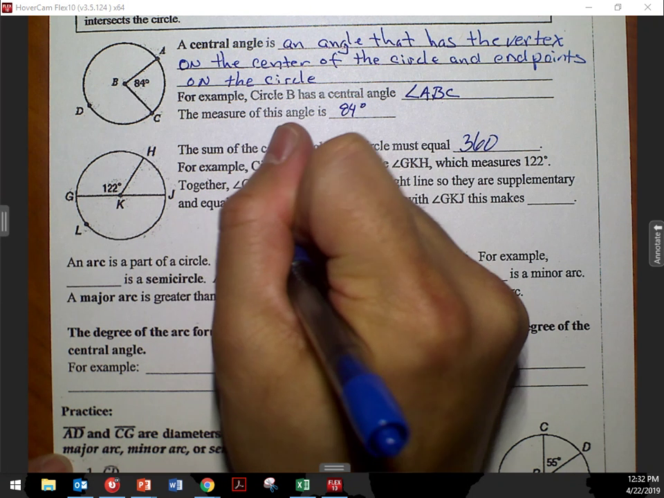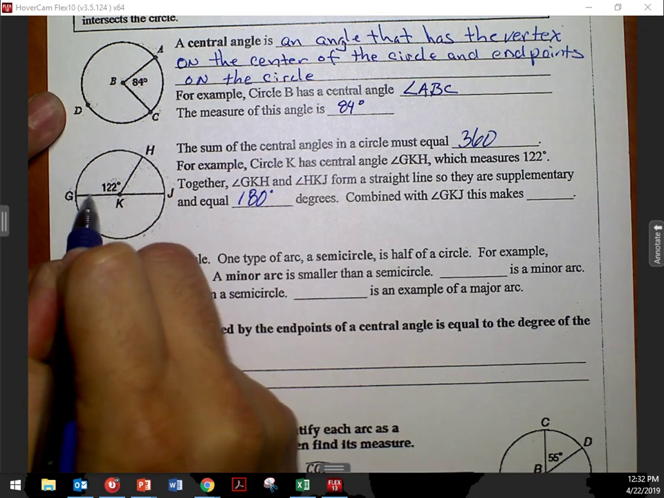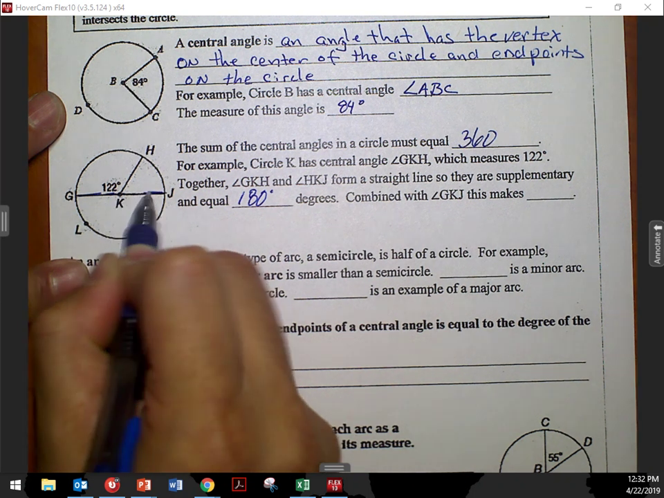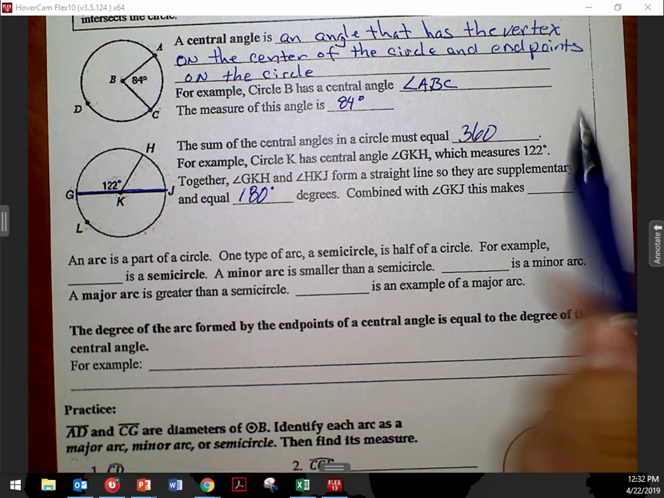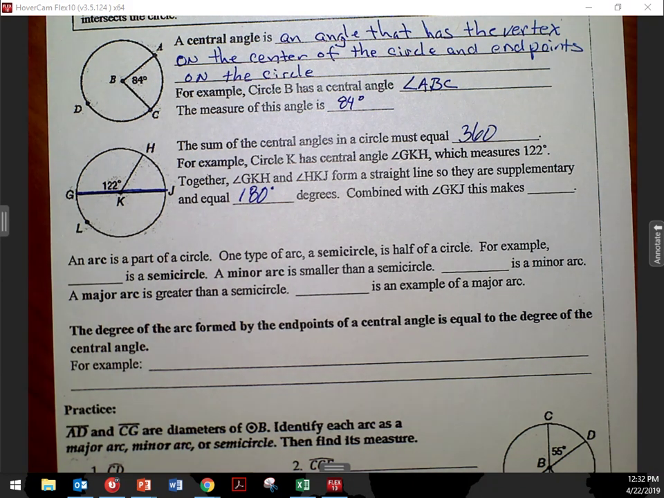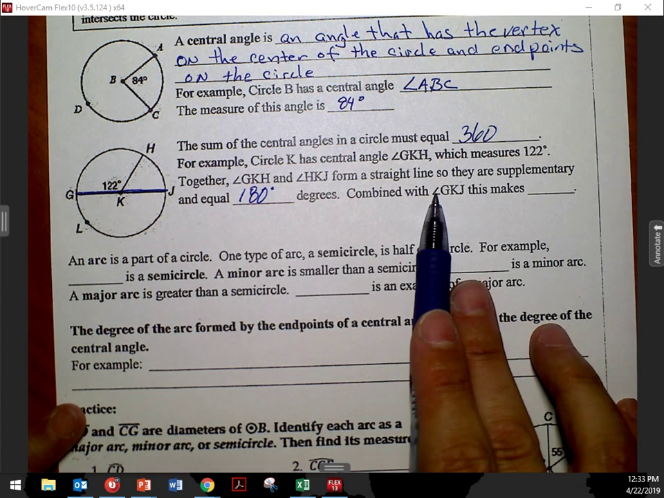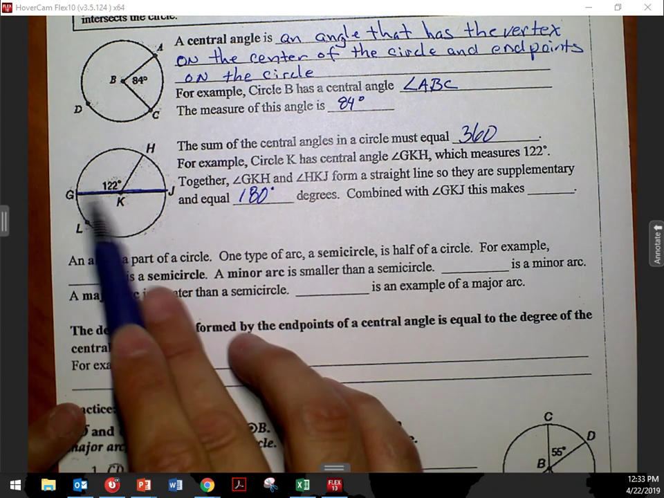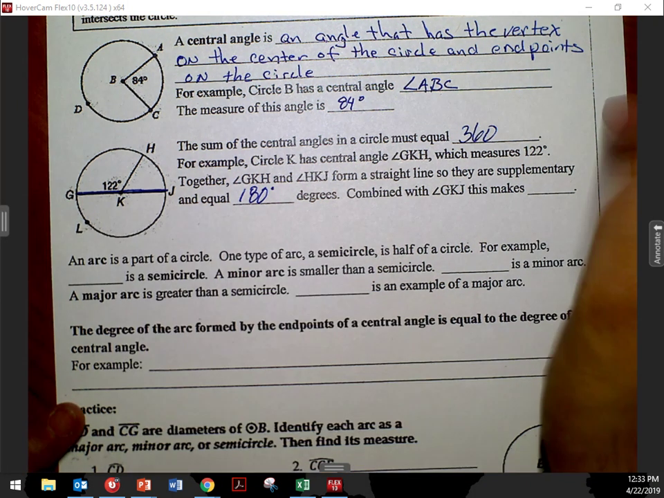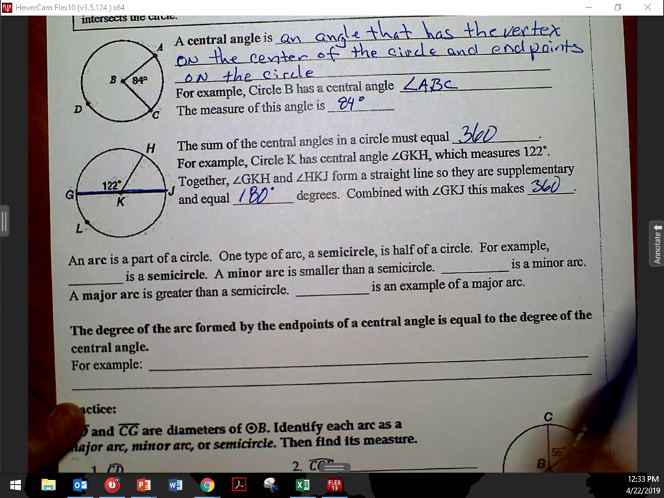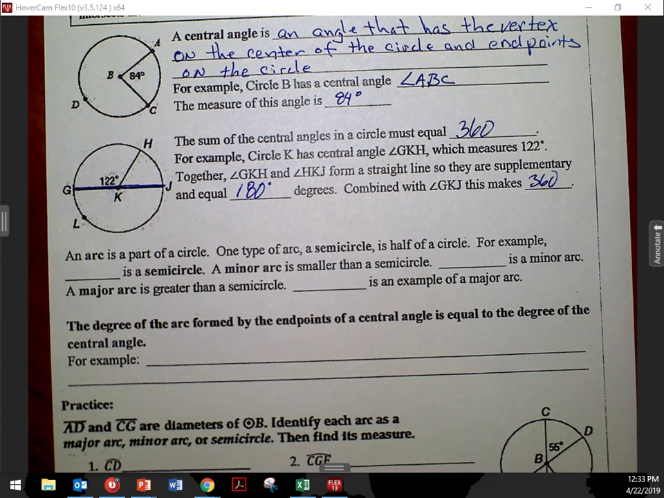So a straight line, like our diameter here, will give me 180 degrees. Right? Okay, so that's what I'm getting. Combined with angle GKJ, that's the other side right here, the whole thing together makes 360. So this side is 180, the bottom side is 180, and the whole thing is 360.